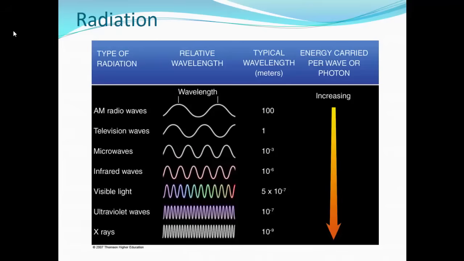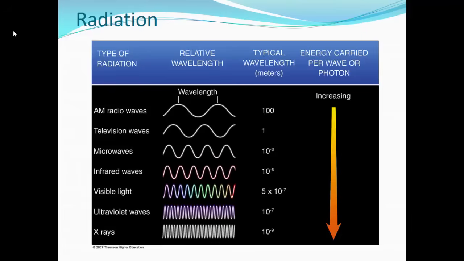So here's an illustration of that fact. We start with AM radio waves, and we work our way down through infrared, and ultimately down to X-rays. Remember the X-ray gun in the old science fiction movies? That's where all the energy is carried. That's why they're so dangerous. Very, very short waves carry much higher amounts of energy.